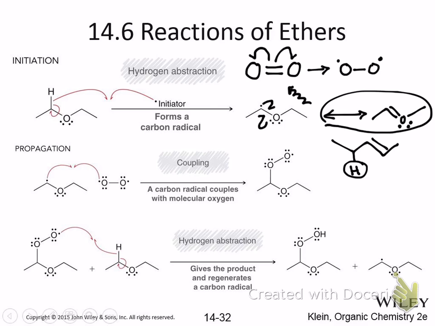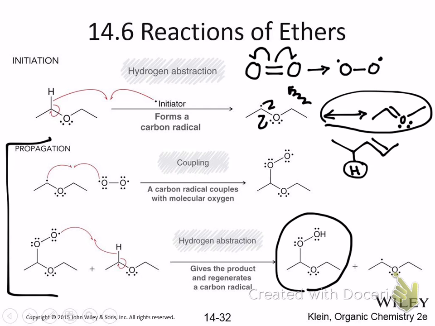But the end result still is the same. You form a radical, you pull the hydrogen off of the carbon next to the oxygen, and then you have these propagation steps, which give you what are known as peroxy ethers. And it turns out those things are really dangerous. You guys were using diethyl ether. This is diethyl ether if you don't recognize it. It was diethyl ether that we used in the lab the other day.